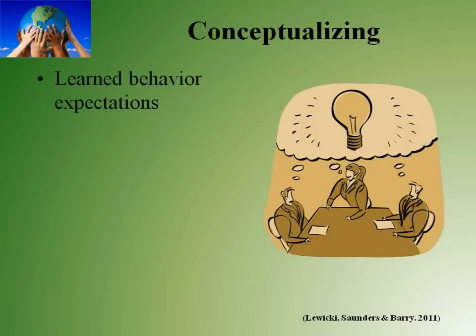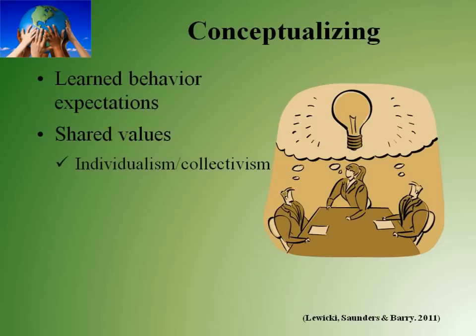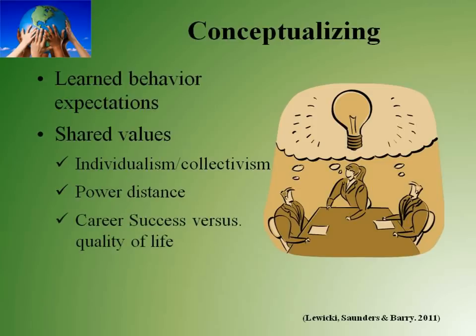Culture as a learned behavior. Again, hopefully you've had culture and organizational culture as a discussion in a class previously, but there's a catalog of behaviors that the foreign negotiator should expect. There is culture as shared values, understanding the central norms and values of that particular region that you're going into, and four key areas in particular: individualism, collectivism, power distance, career success and quality of life, and uncertainty avoidance.